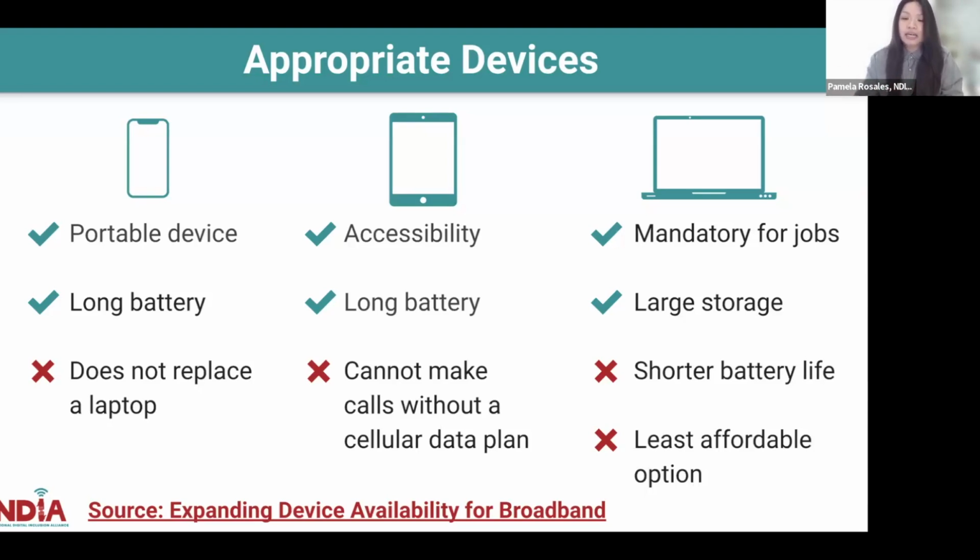And then lastly is laptop. So if you're a community member that is looking to work from home or is studying, this is the device that you need. Oftentimes it's mandatory for jobs. There's larger storage files, shorter battery life, however, and affordability wise, it is the most expensive. But these are kind of like the main three devices. But Digitunity, they are a nonprofit that really focuses on the device aspect of digital inclusion.